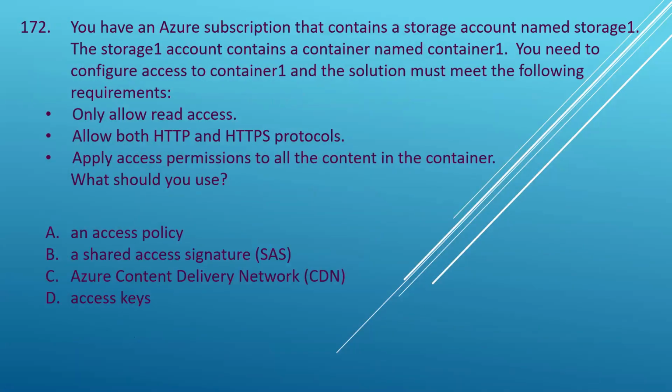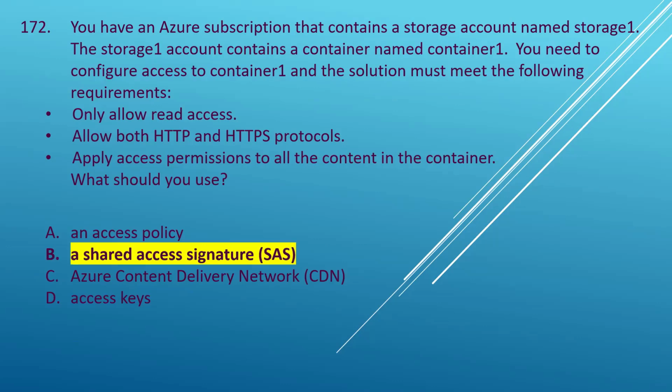This is question number 172. You have an Azure subscription that contains a storage account named storage1. The storage1 account contains a container named container1. You need to configure access to container1, and the solution must meet the following requirements. Only allow read access, allow both HTTP and HTTPS protocols, apply access permissions to all the content in the container. What should you use? Your options are an access policy, a shared access signature, Azure Content Delivery Network, and access keys. Folks, for fulfilling the listed requirements, you should use shared access signature.